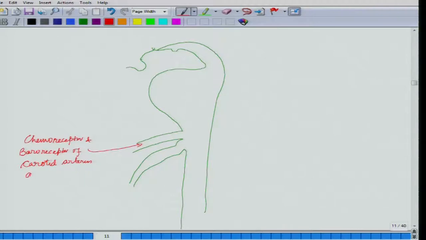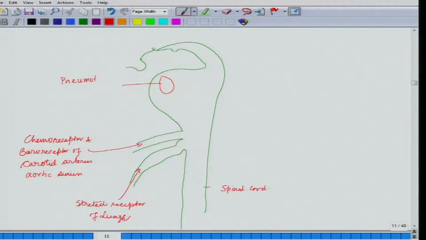And aortic sinuses. Okay, so these are the stretch receptors of lungs, which help the lungs to expand out, and this is your spinal cord, and here you have the different centers, which include the pneumotaxis center. These are the centers which are regulating under the influence of the higher centers of the brain. Pneumotaxis center, so this is the brain stem where I am putting this pneumotaxis center.